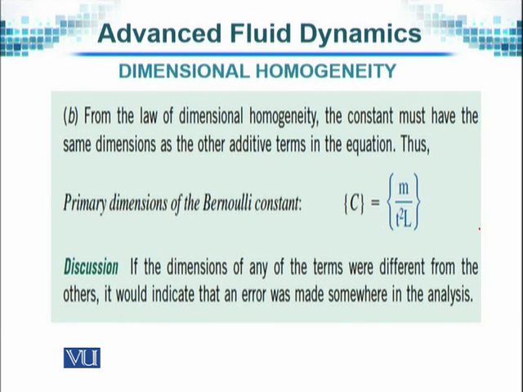And for the right hand side, from the law of dimensional homogeneity, that is, the left hand side and the right hand side of the equation should have the same dimensions. Therefore, C will have the dimensions mass over t square times L. So they are the same. And if the dimensions of any term were different from the others, then that should have alarmed us that there is a problem and we need to address that. All terms should have the same dimensions.